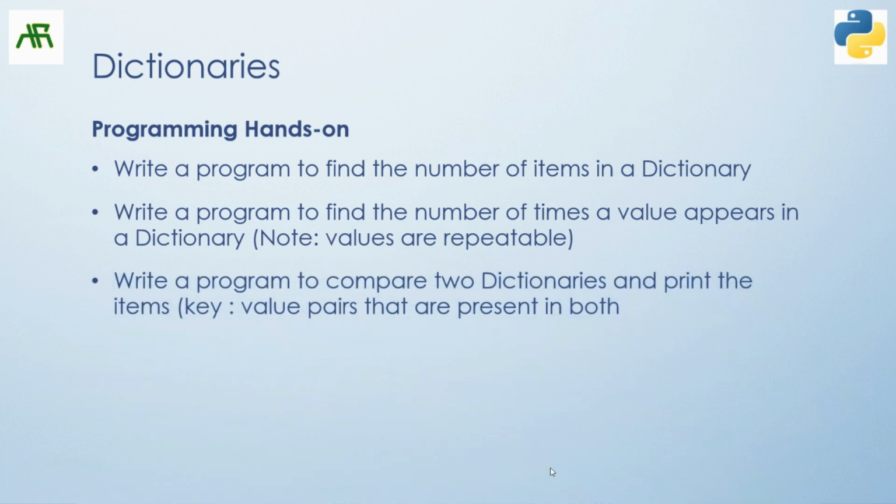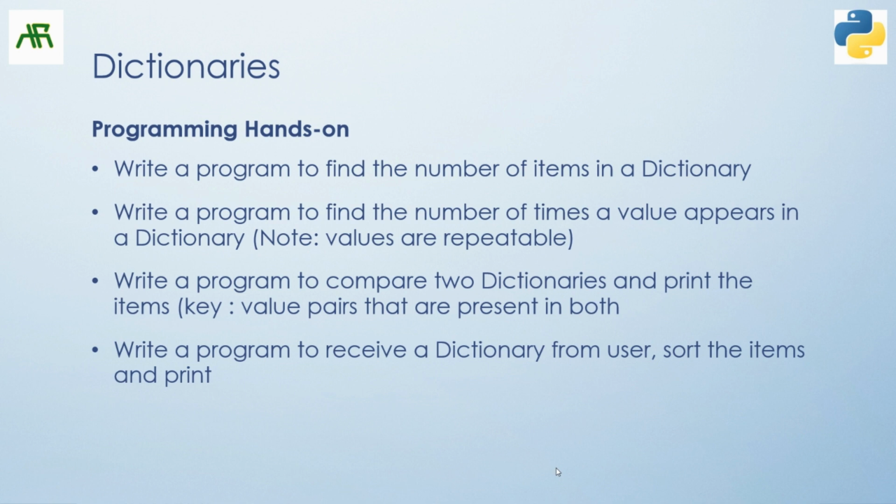Write a program to compare two dictionaries and print the items, the key value pairs, not just key or value, the key value pairs that are duplicates in the dictionaries. Write a program to receive a dictionary from the user, sort the items and print the dictionary. And of course, try out a few, either from your textbook or from your own problems. You can create a problem and try to solve it. Pick a problem that you can try to solve across lists, tuples, or dictionary. Not many, but yes, you can give it a try.